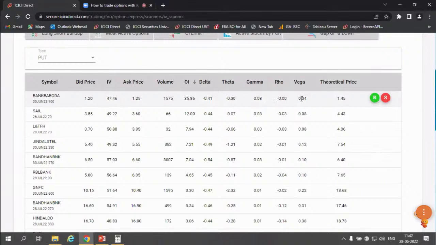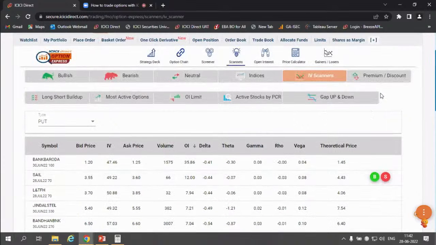Delta, theta, gamma, rho, and vega, I have already covered. The theoretical price is calculated based on the Black-Scholes model, and here you will be able to identify whether the particular strike price is expensive or cheap, and accordingly you can decide whether you want to go for buy or sell. So all these things are readily available for you. All it means is that you need to understand each component thoroughly and then make the decision based on that.